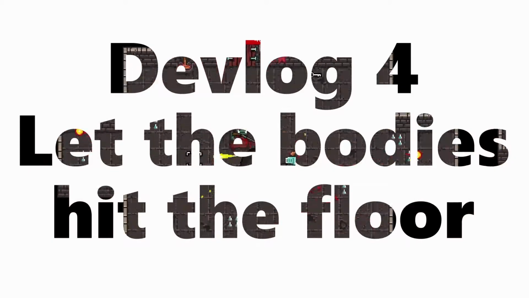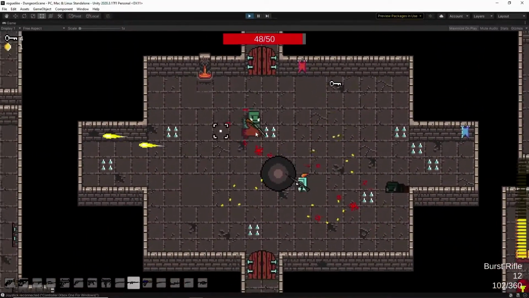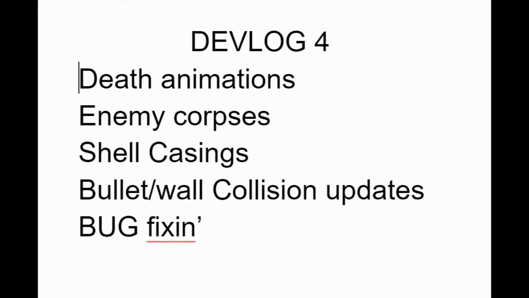Okay, so today we're going to go over death animations and persistent enemy corpses. Then I'll talk about the shell casing effects that I added. I also made some changes to how the bullet and wall collisions work. And then I'll wrap it up with some of the bugs that I found and fixed.